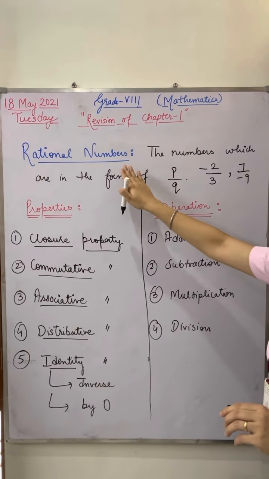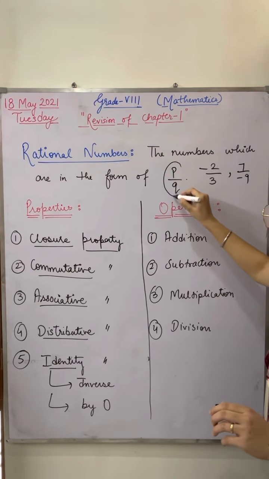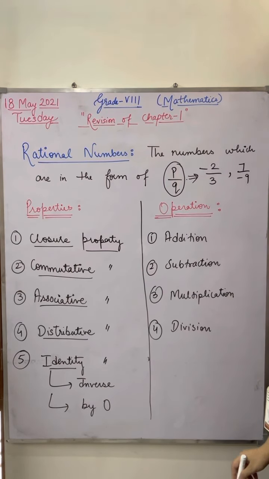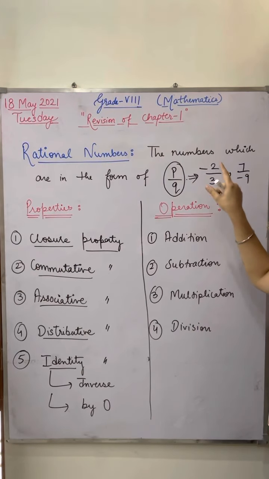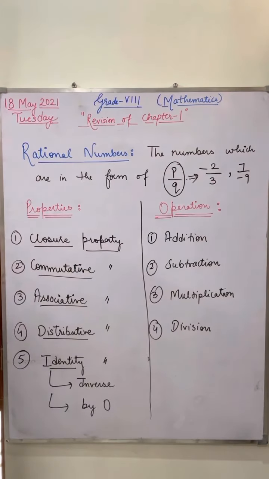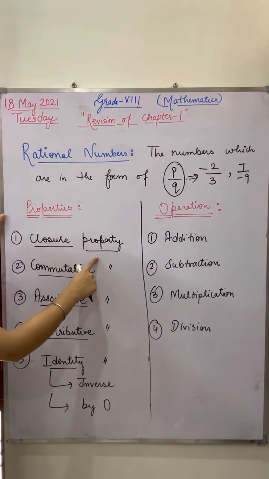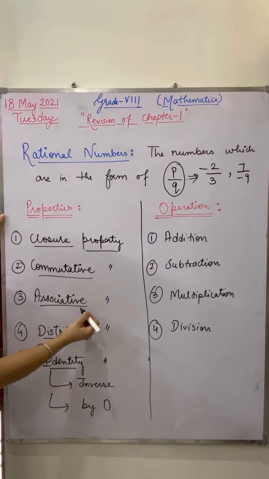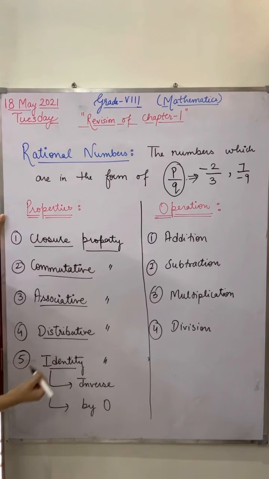So rational numbers we are writing in the form of p by q. Here I have written some examples, the ways we can write rational numbers. A fraction is known as a rational number. Then we have discussed the properties, like closure property, commutative property, associative property, distributive property.